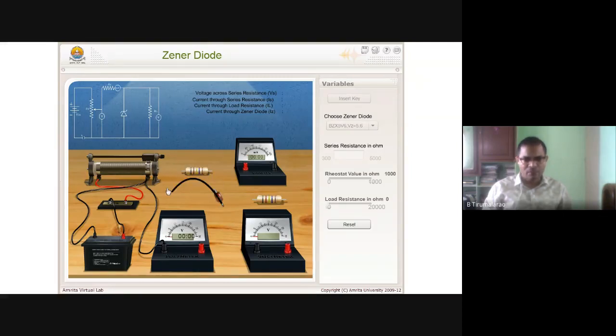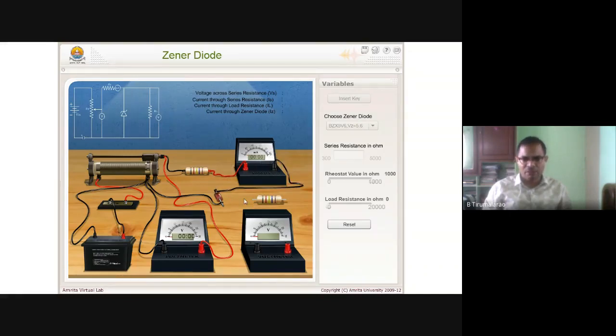Okay, this end is connected to the Zener diode. Next, this end is connected to the positive terminal of this voltmeter, and this end is connected to this one. This end is connected to the milliammeter. The negative of the milliammeter is directly connected to the Zener diode.